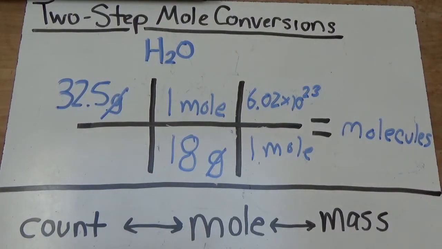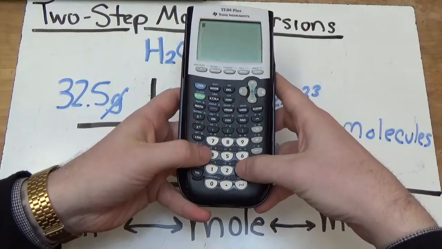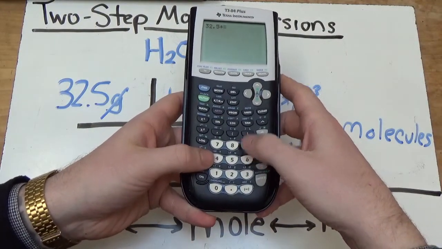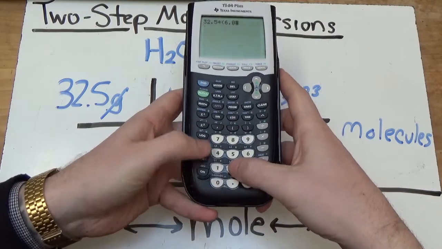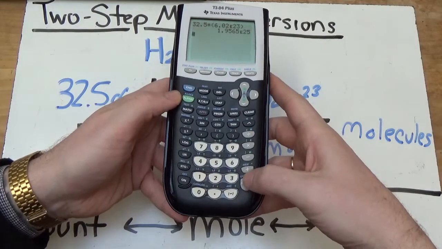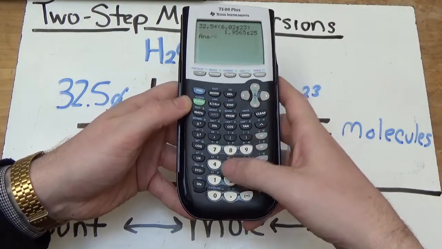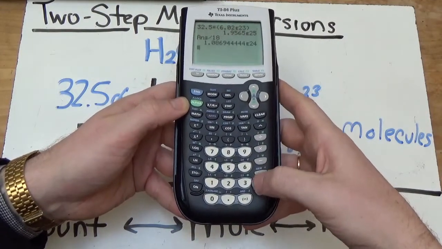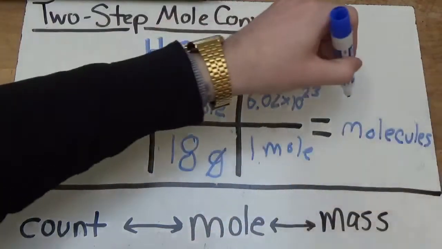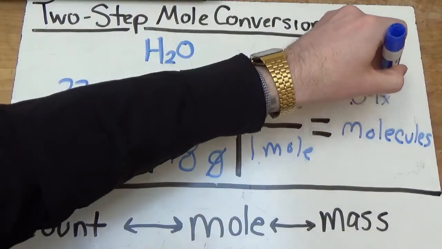So, now I'm going to go to my calculator, I'm going to multiply all the numbers across the top, and divide by all the numbers across the bottom. This looks like 32.5 times 6.02 exponent 23, and then this number divided by 18. And I'm going to end up with 1.09 times 10 to the 24 molecules.